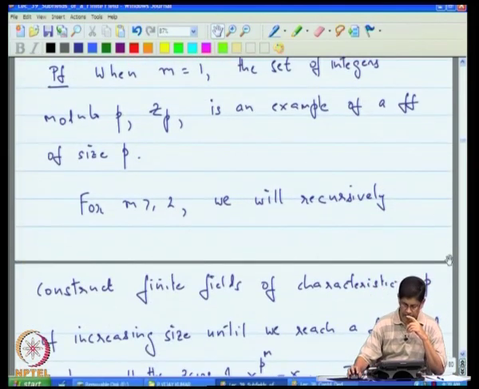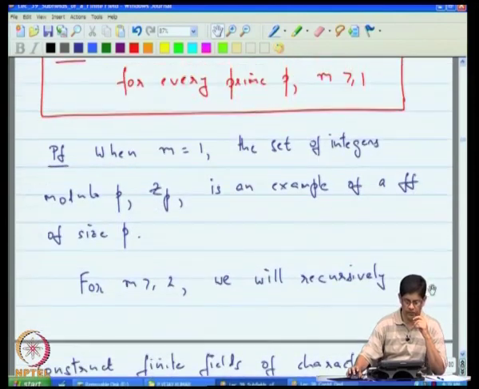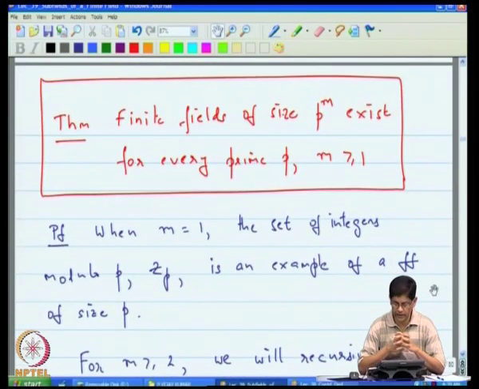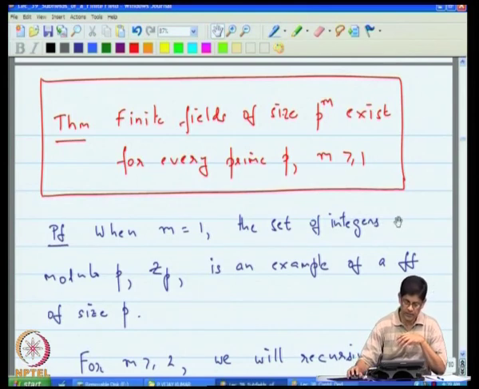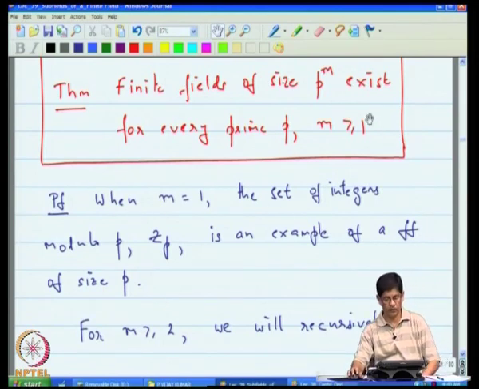What I have done here is just sketch the proof of this theorem, and I have left the complete proof to the appendix. So, you will find it at the back of your notes in full. The theorem says that finite fields exist of every size of this form, and when m is equal to 1, the set of integers modulo p, Z_p, is an example of a finite field of size p, and we are already familiar with that. So, there is no news in there.